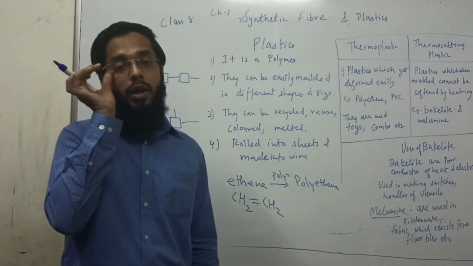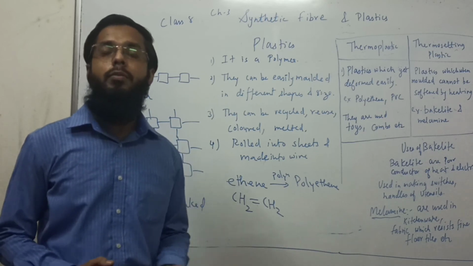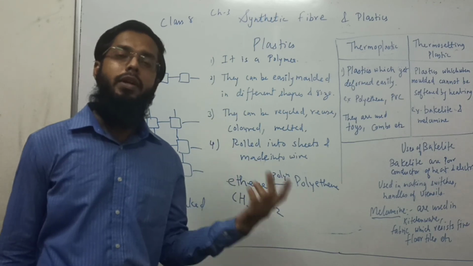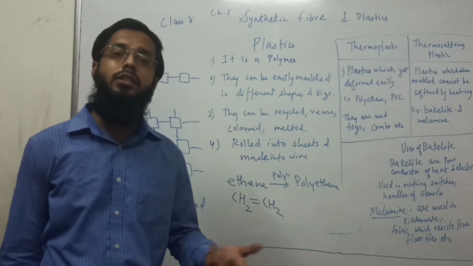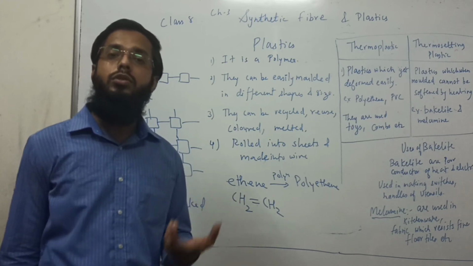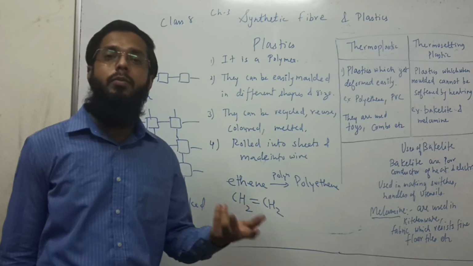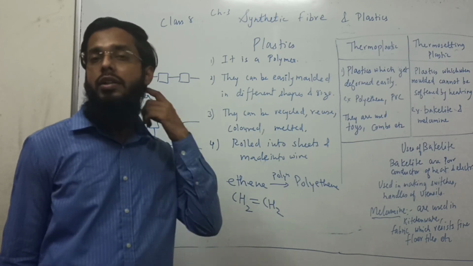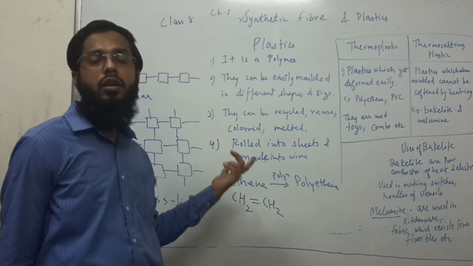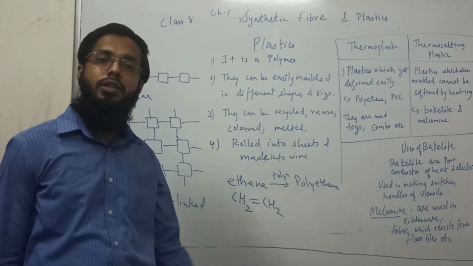So we will learn what is called plastic. Plastic is a polymer. It can be a linear polymer or it can be a cross-linked polymer. They are very familiar because of their properties: easily moldable into different shapes and sizes. They can be colored, melted, recycled, reused. They can be rolled into sheets and made into wires. And polythene is famous, we have heard of polythene bags. It is made from ethene by polymerization.